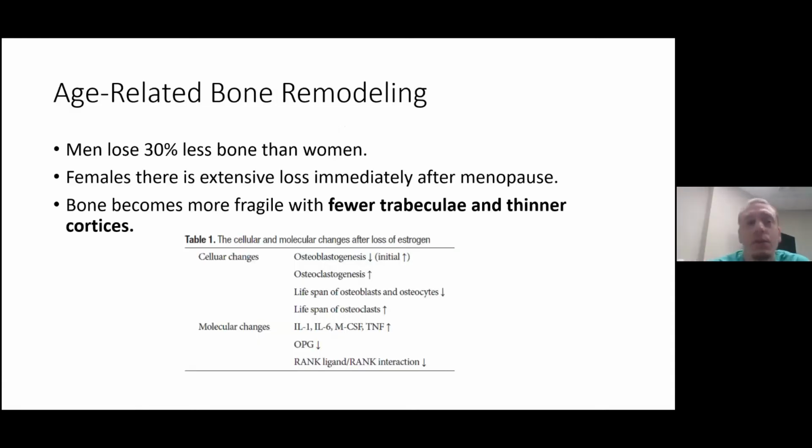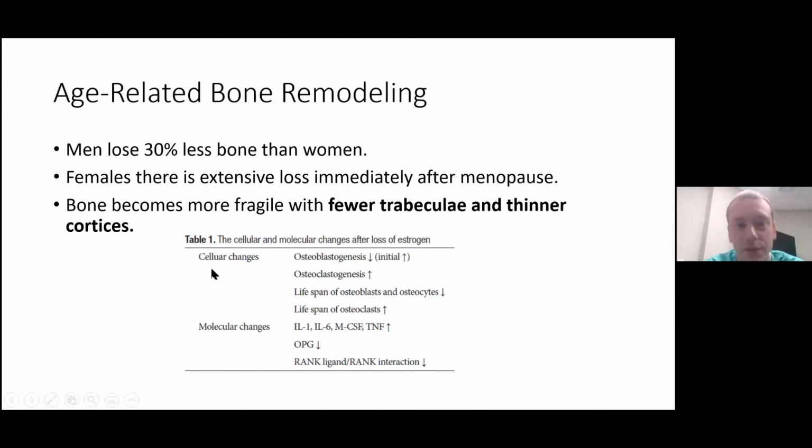Now let's look at some of the age-related bone changes in remodeling. We all know as we age, there is a direct decrease in bone mineral density, but men lose around 30% less bone than women. In females, there's an extensive loss after menopause, and the bone becomes more fragile with fewer trabeculae and thinner cortices.